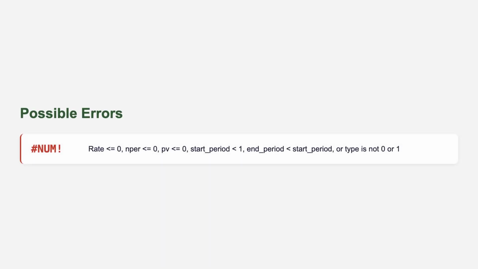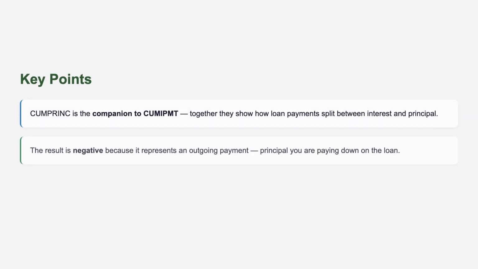A NUM error occurs when the rate, NPER, or PV is less than or equal to 0, when the start period is less than 1, when the end period is less than the start period, or when type is not 0 or 1. Key points to remember.